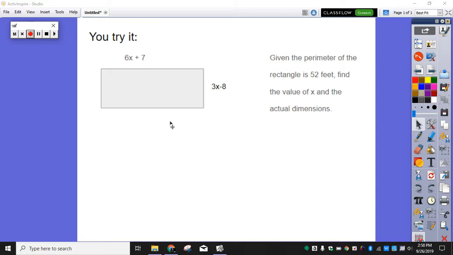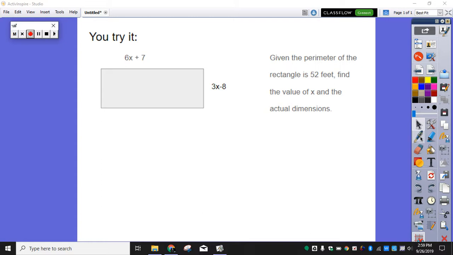Hello, this is Mrs. Taylor, and I'm going to show you how to find dimensions of a rectangle if they give you polynomials as length and width and a given perimeter. In this problem, we have a rectangle. The length is represented by 6x plus 7. The width is represented by 3x plus 8. It says given the perimeter of the rectangle is 52 feet, find the value of x and the actual dimensions.